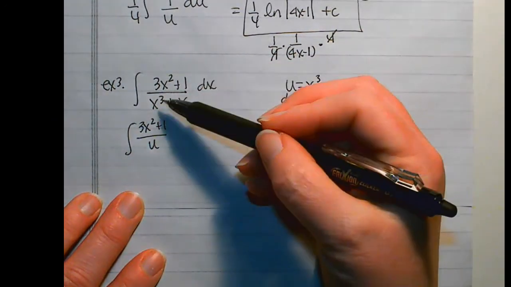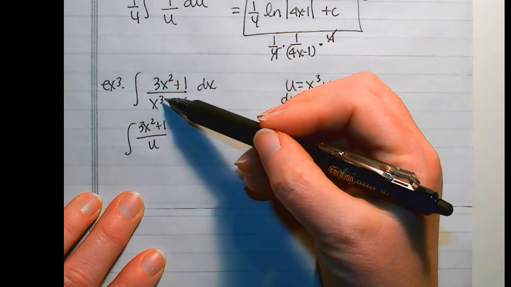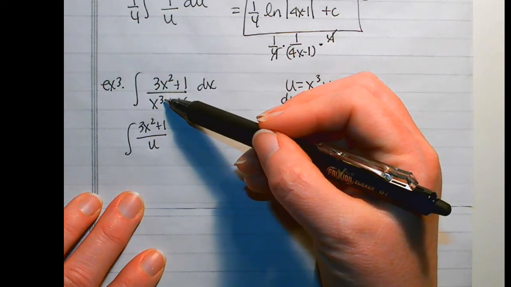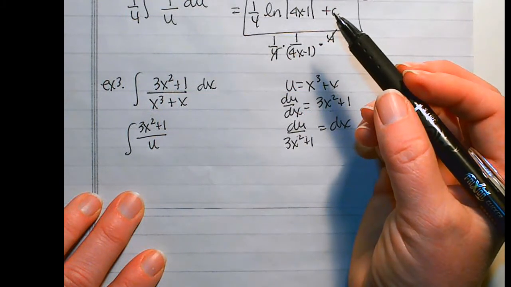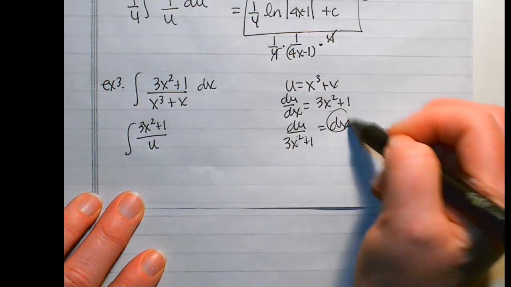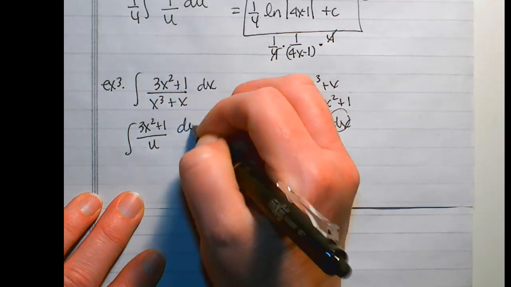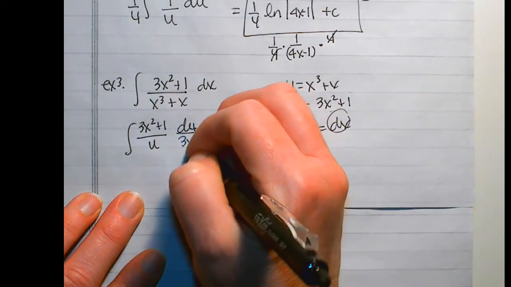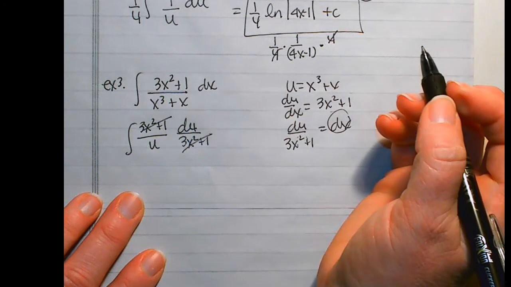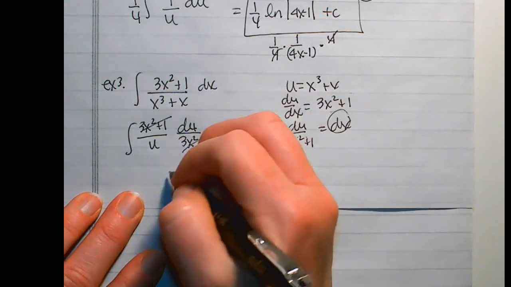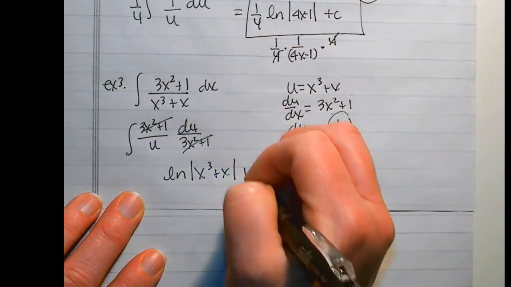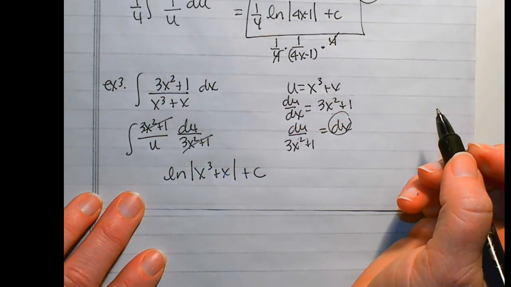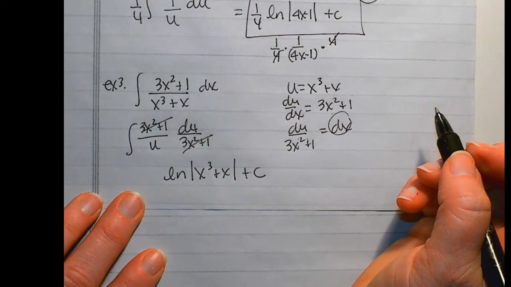You want to make the biggest one the one that's u because when you take its derivative, it will be a smaller degree. And then when I replace dx with this fraction, du over 3x squared plus 1, these cancel. And then you have the natural log of the bottom, x cubed plus x plus c. Does that make sense?